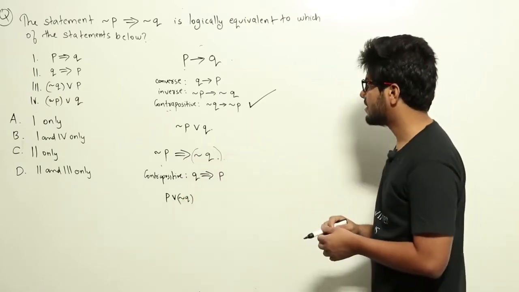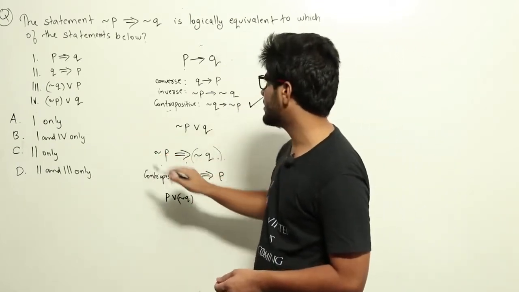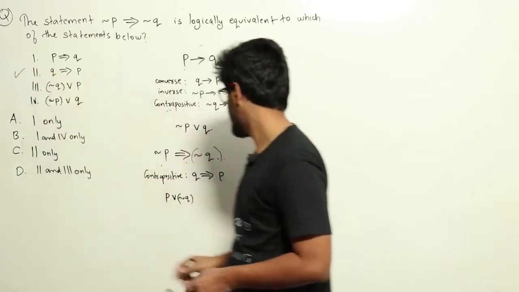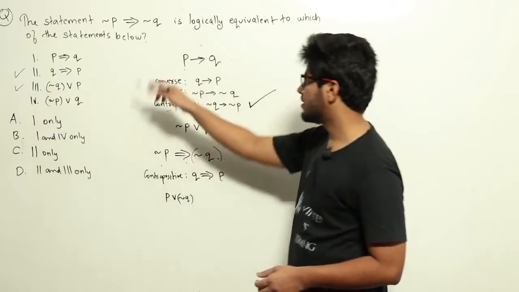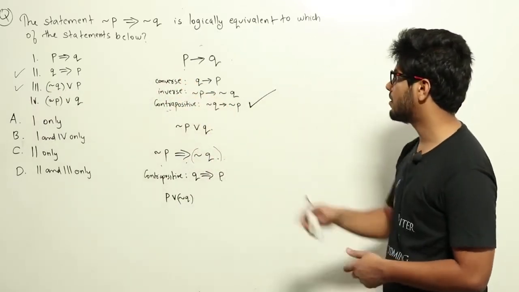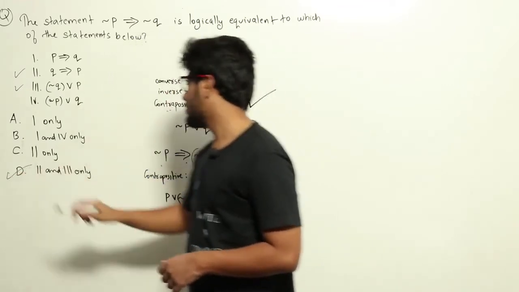Now we look at the options. This is negation of Q implies P, option 2. So this is correct. P or negation of Q is given here. So this is also correct. The other two statements are not logically equivalent to the given statement. So the answer is 2D.